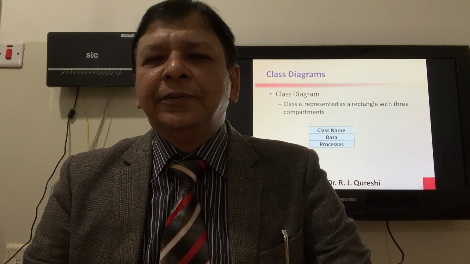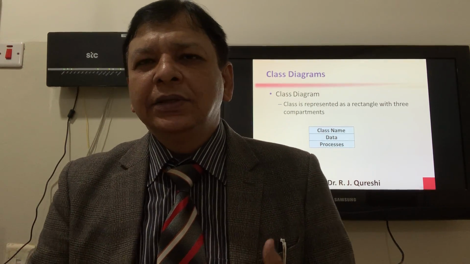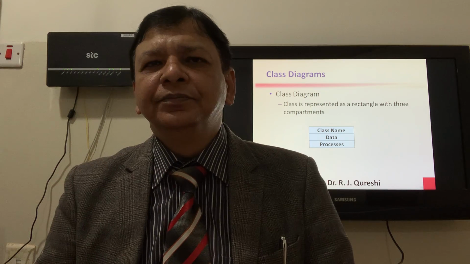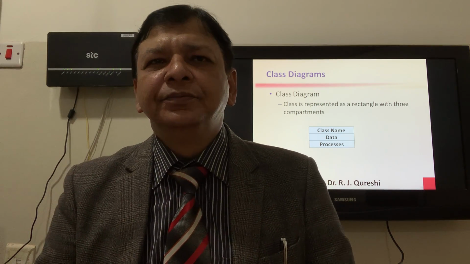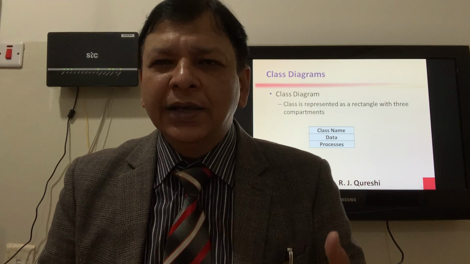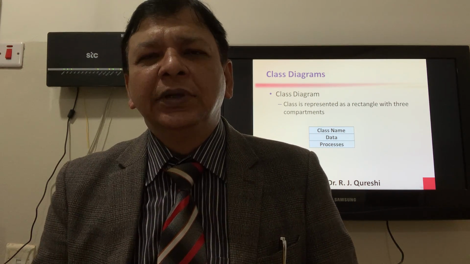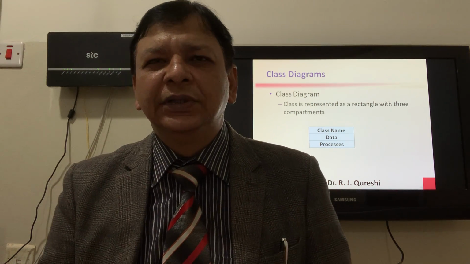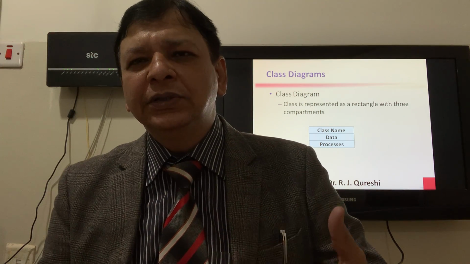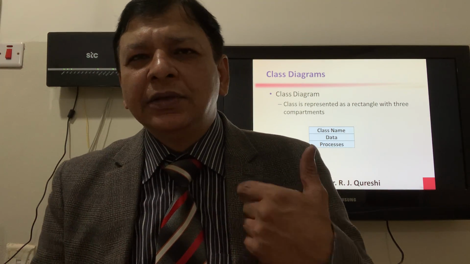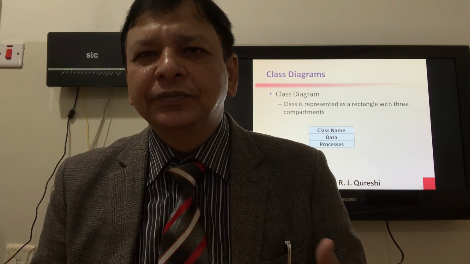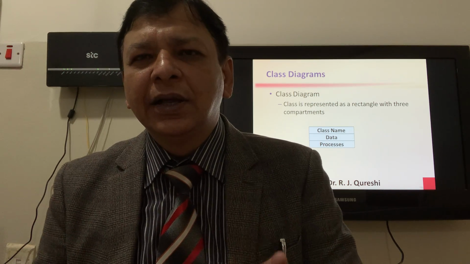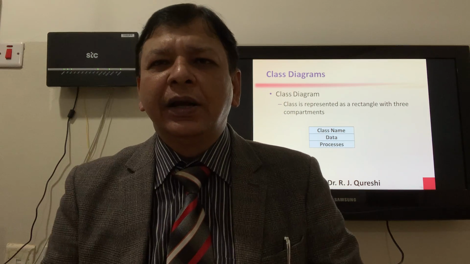Then we have the class diagram. The class diagram has a symbol with compartments: the class name, and the second compartment for data. It's like a rectangle. So, class name, data or attributes, there are different names. Processes or functions or methods or procedures, that is the third compartment. So first row class name, second row the attributes of a class, and then methods or functions or procedures. So that's the class symbol to draw a class diagram.